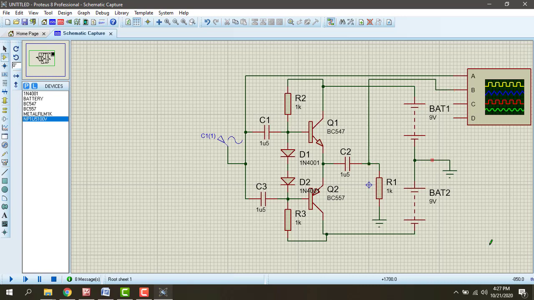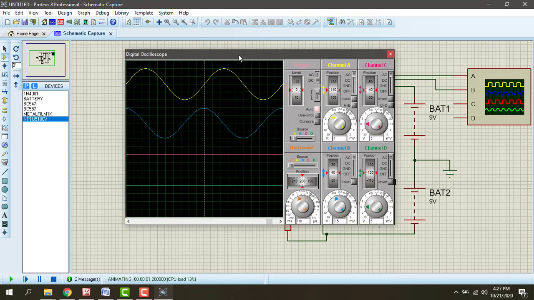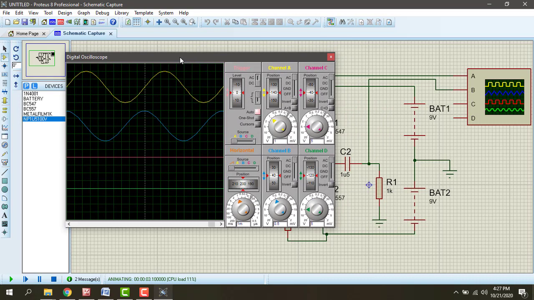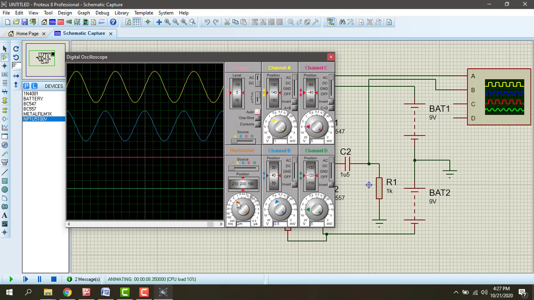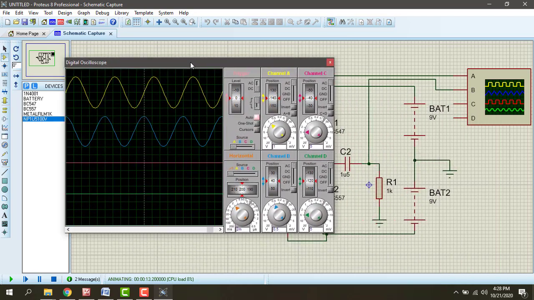So the circuit is over. I am going to simulate. So we have input as well as output waveform without crossover distortion. We can note it without crossover distortion. The voltage will be the same because we will not modify the input. We give the input as 2 volts, so the peak to peak input voltage is 4 volts and the frequency is 100 Hz. So the time period is 10 milliseconds. You can measure again also.